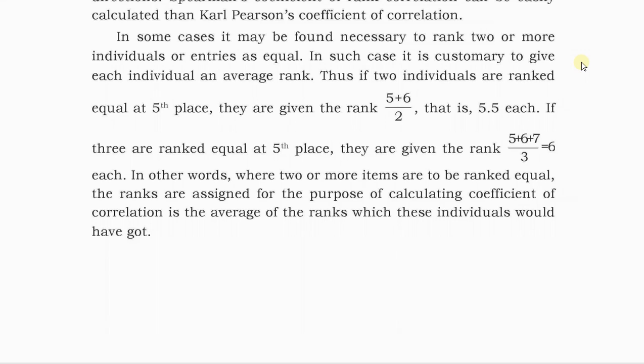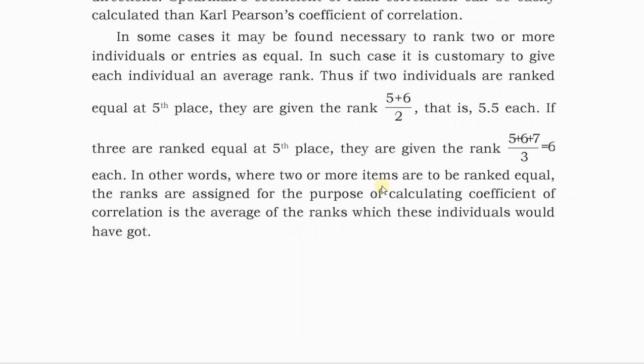Okay, so in some cases it may be found necessary to rank two or more individuals or entries as equal. In such cases it is customary to give each individual an average rank. Thus, if two individuals are ranked equal at the fifth place, then they are given the rank (5 plus 6) by 2, that is 5.5 each. If three are ranked equal at the fifth place, then they are given the rank (5 plus 6 plus 7) divided by 3, that is 6.